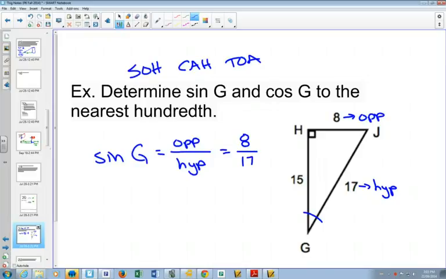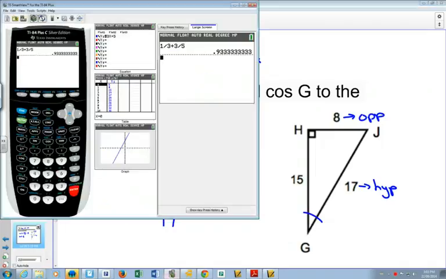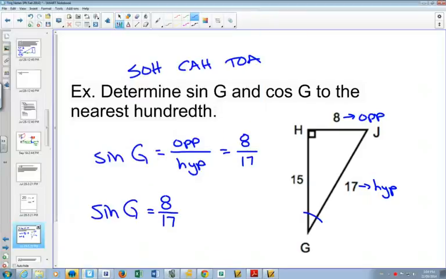It says to the nearest hundredth, okay, people are tempted in this question to use the sine button on their calculator. You do not need to use the sine button at all on your calculator for this question. 8 divided by 17 is 0.47. 8 divided by 17 to the nearest hundredth, I'll make that approximation sign, is 0.47.